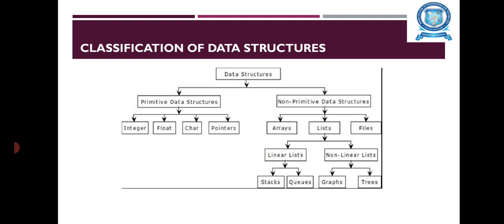In this unit, we are going to discuss the list. Under the list data structures, there are two types of list. The first one is linear, and the second one is non-linear. Under the non-linear, graphs and trees are present. Under the linear list, stacks and queues are present. This is the classification of data structures.